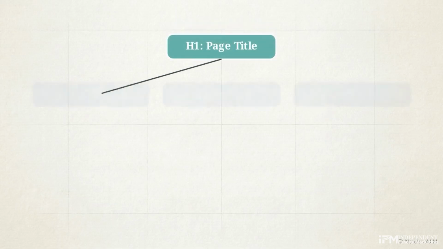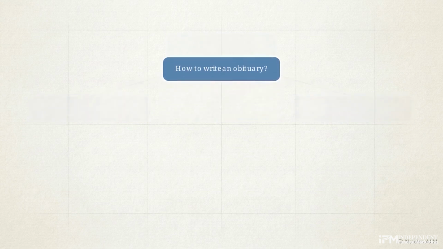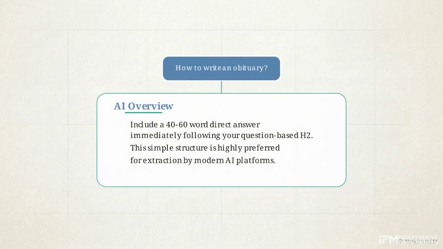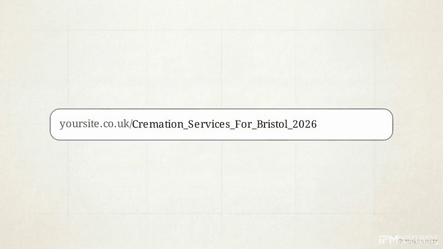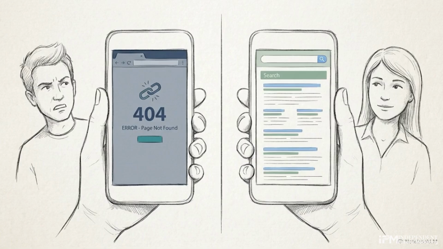Beneath that H1, this hierarchy shows how to structure your H2 subheadings. Frame your H2s as direct questions that families actually ask. Structuring them this way makes your content highly eligible to be pulled directly into Google's AI overviews. Finally, as the address bar shows here, your URL structure must be clean. Keep it short, use completely lowercase letters, and separate the words only with hyphens. Getting these structural tags right creates the technical foundation that dictates whether a distressed family clicks your result or scrolls right past to a competitor.